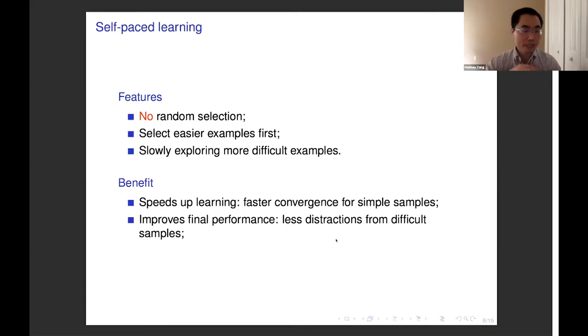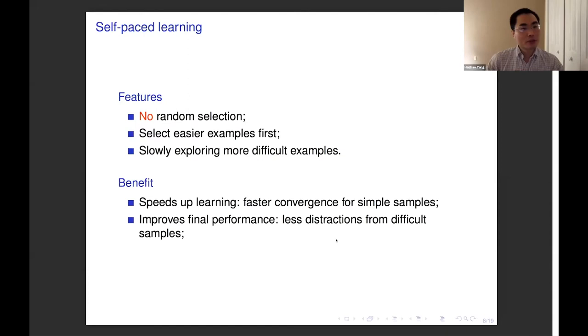So the main feature of self-paced learning, as you may have known from the two examples above, is that we don't have random selection in choosing the training data. We have some preference. For example, we select easier examples first. We learn from easy examples to get some rough idea about the definition, and then we slowly explore more difficult examples, for example the more difficult chairs, to get a better idea.